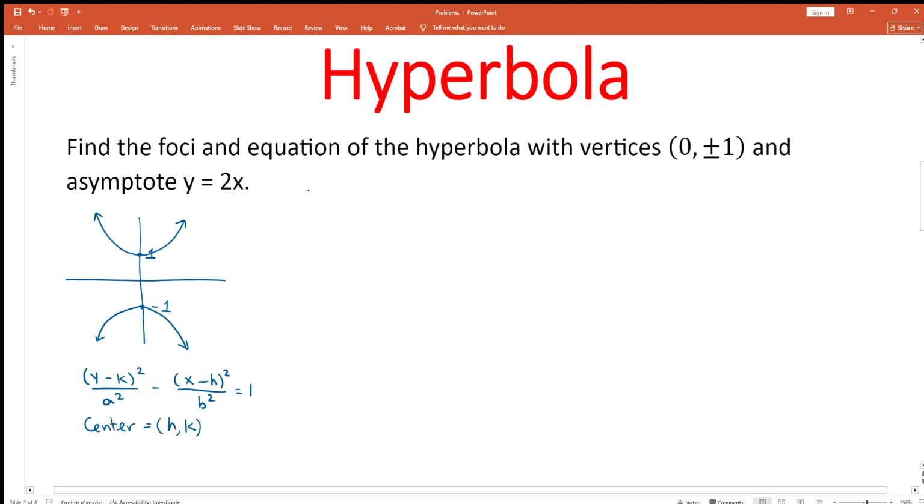The midpoint formula is (x1 plus x2) divided by 2, (y1 plus y2) divided by 2. We have to find the midpoint of the line segment joining the points (0, 1) and (0, -1). We can label one of these points as (x1, y1) and the other one as (x2, y2). We can sub in these values in the midpoint formula.